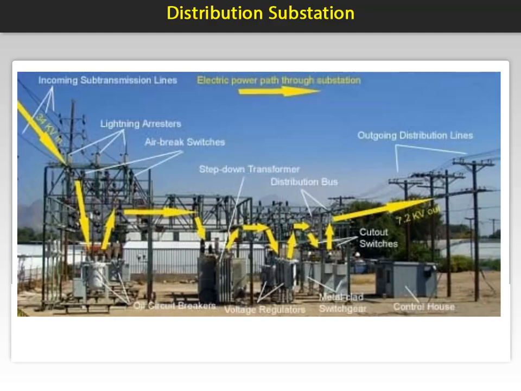This usually uses oil for cooling and insulation. This oil in today's transformers is an environmentally friendly, non-toxic fluid called FR3. The secondary of the transformer feeds voltage regulators which in turn are connected to medium voltage metal-clad switchgear. The switchgear contains feeder breakers.